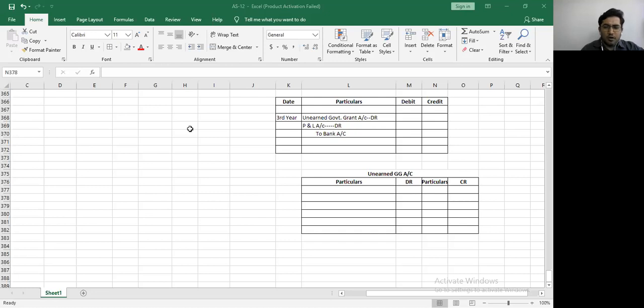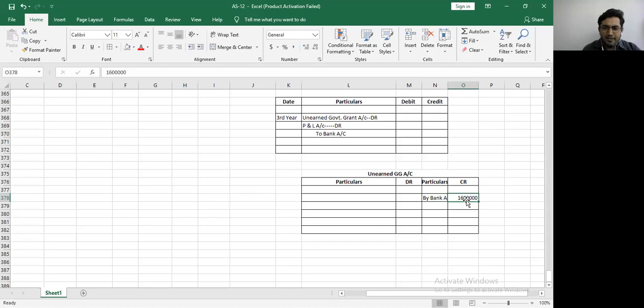You will credit the unearned government grant account. In the unearned government grant account, I am crediting 16 lakhs by bank account, 16 lakhs. This 16 lakhs needs to be transferred from the unearned government grant account to the profit and loss account.